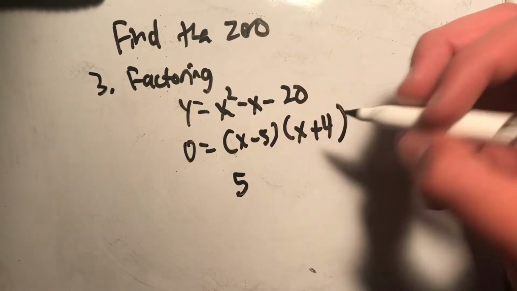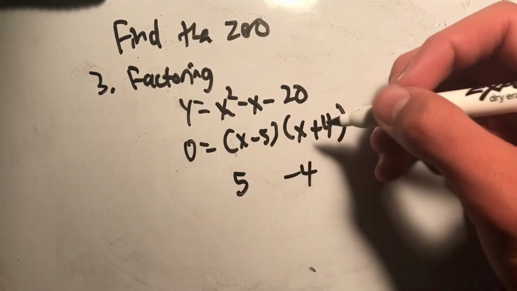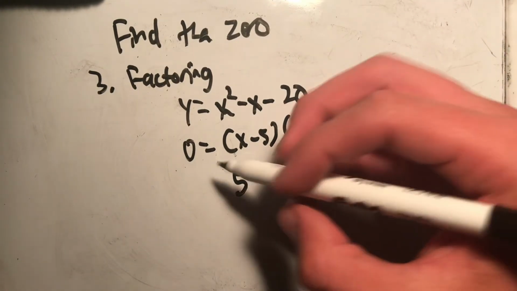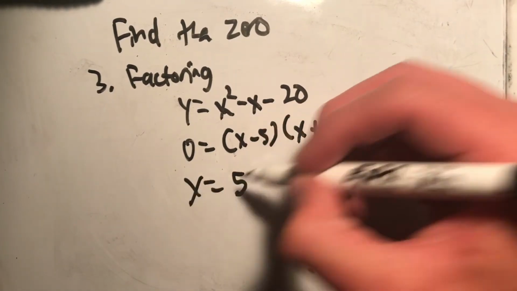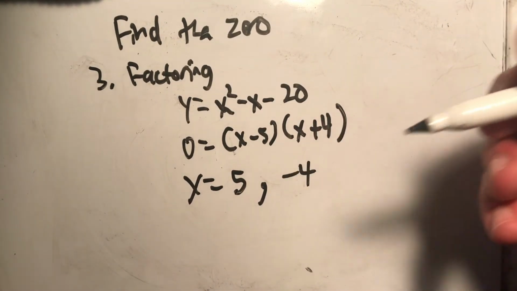5 minus 5 is 0. Then in order to get this to 0, it has to be negative 4. 4 plus negative 4 is 0. So once again, we have 5 and negative 4, the same answer as the quadratic method.